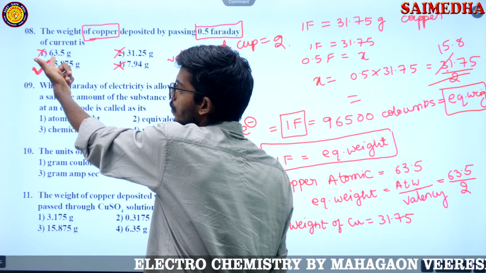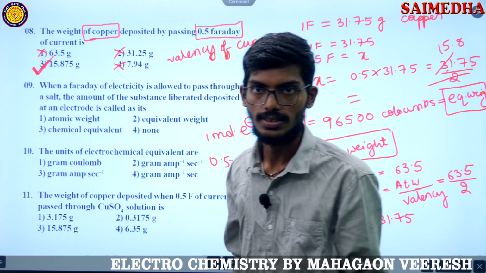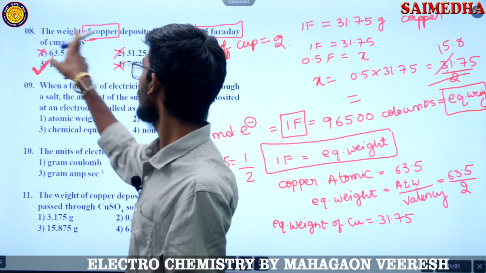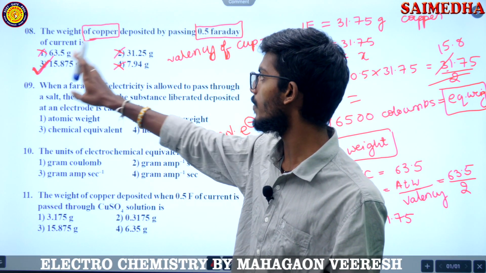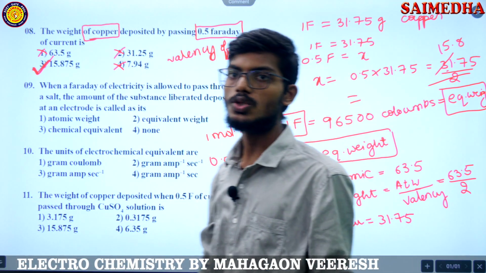2 Faraday will give you 63.5. That's it. Okay. So this is atomic weight, this is equivalent weight, this is divided by 2, this is again divided by 2. Okay. So that is the question answer.